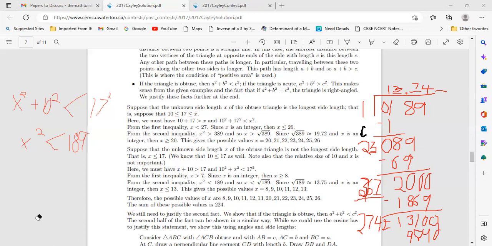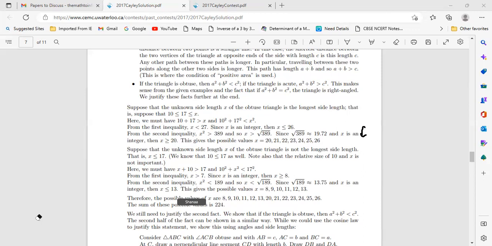I mean, it doesn't really matter because we can only have whole numbers, so we have to change it to the lesser value, right? So it's going to be like 8, 9, 10, 11, 12, 13. So then x is less than 13. So then the possible values are 8 to 13.